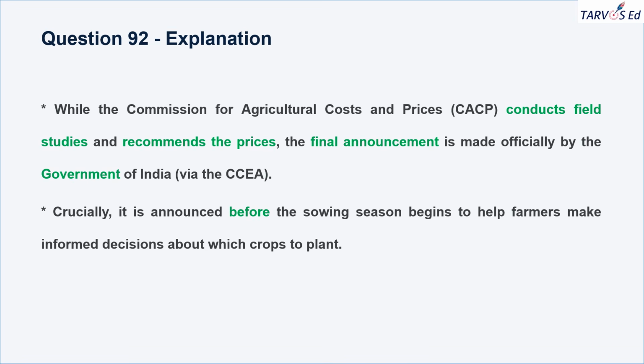So CACP, Commission of Agriculture Cost and Prices, conducts the field study and recommends the prices to the central government. And the final announcement will be done by the Government of India via the CCEA, Cabinet Committee of Economic Affairs. Usually they do it before the sowing season. Okay, before the farmer goes for sowing, they will announce the MSP, and based on the MSP, the farmer can make an informed decision whether to sow the particular crop or shift to another crop.